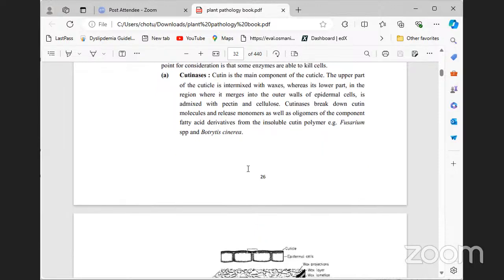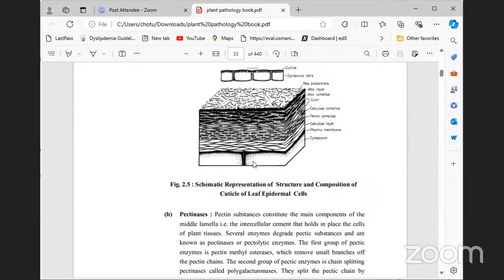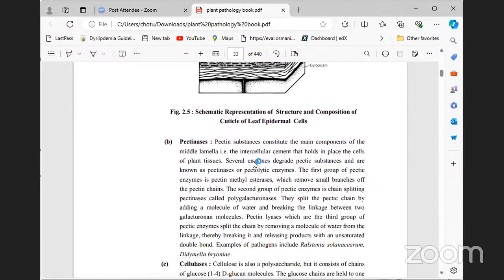See this picture, a schematic representation of the structure and composition of the cuticle of a leaf epidermis. This is the epidermal wall. The outer layer is called the cuticle. This is the wax protection, the wax lamella. This is the cuticle, cellulose, pectin, cellulose, plasma membrane, and this is the cytoplasm. The total is like this. This is the cutinase. The second thing is pectinase.